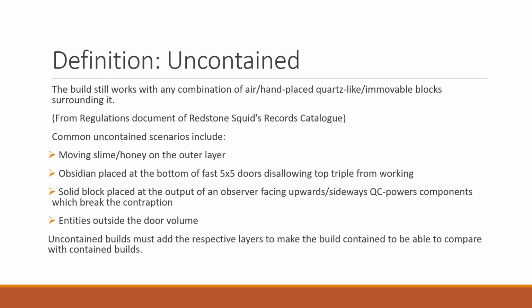And yeah, just one more point is that uncontained builds must add the respective layers to make the build contained to be able to compare with contained builds, because we normally count the volume based on contained volume, not uncontained volume. And if your contraption happens to be uncontained, you have to add the respective layers to make the contraption contained in order to compare with contained builds. And this is why uncontained builds are significantly at a disadvantage compared to contained builds. So yeah, just be aware.